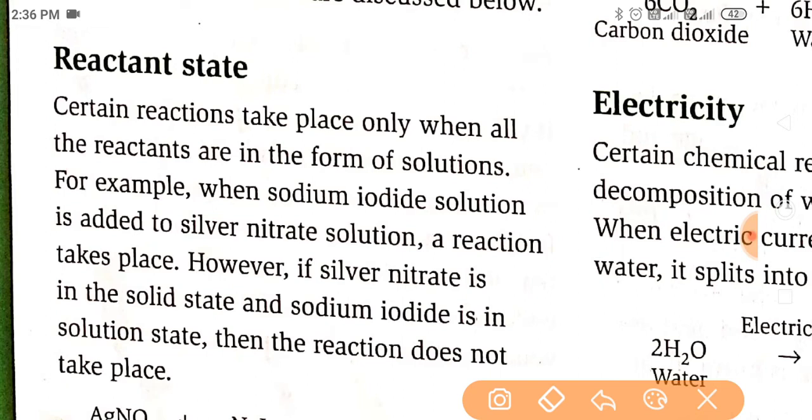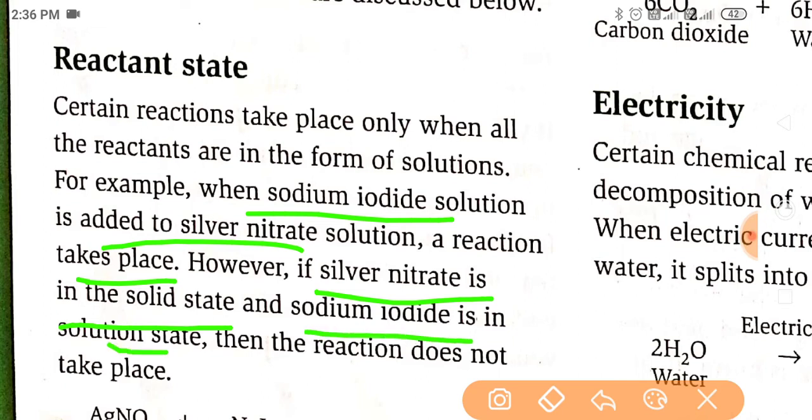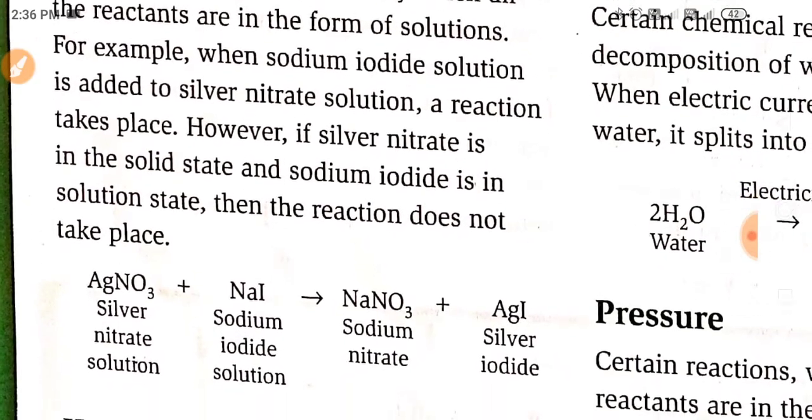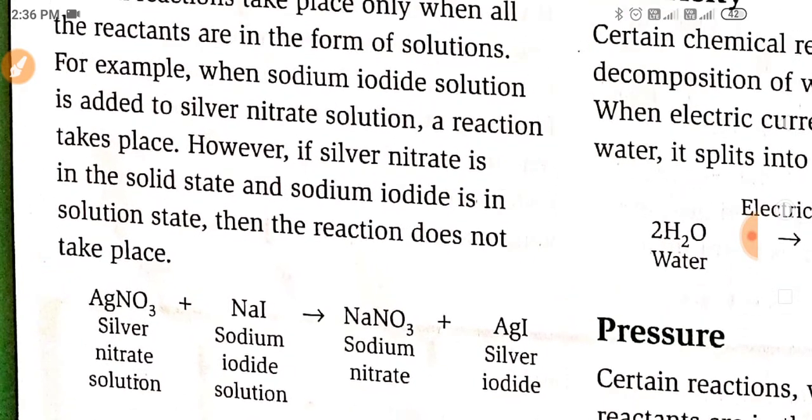For example, when sodium iodide solution is added to silver nitrate solution, a reaction takes place. However, if silver nitrate is in the solid state and sodium iodide is in the solution state, then the reaction does not take place. Okay, so both the substances should be in their solution form.